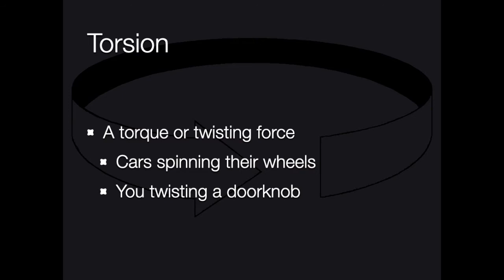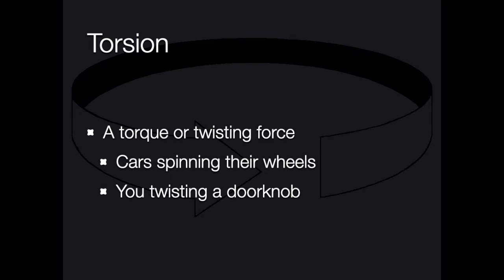A better example would be something simple, like you just turning a doorknob. So that twisting motion that your wrist makes when you turn a doorknob or you twist a screwdriver, those would all be examples of torsion. So I always hear this in reference to a car's ability to turn its wheels or your ability to turn a wrench or a screwdriver. That's usually where I hear the term torsion.